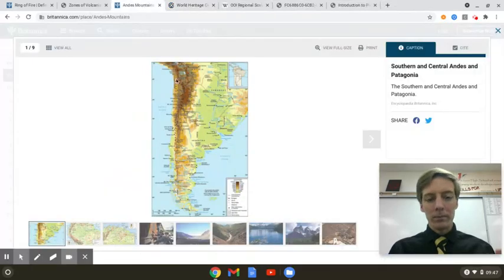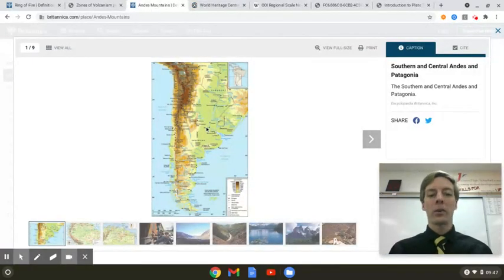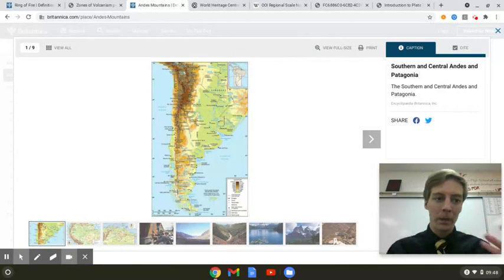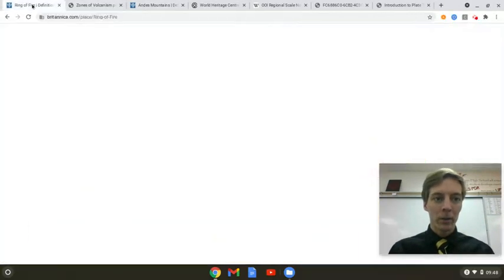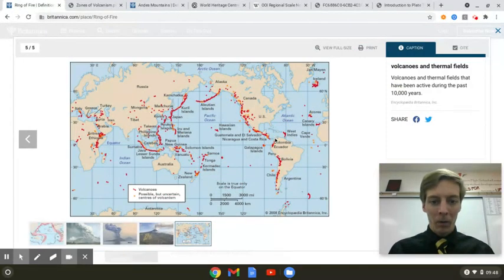So, Andes Mountains, volcanoes from an oceanic plate. The plates are converging, and the ocean plate subducts under the continental plate. Okay. And let's go back here to our Ring of Fire. All of this right here, all of these are volcanoes.